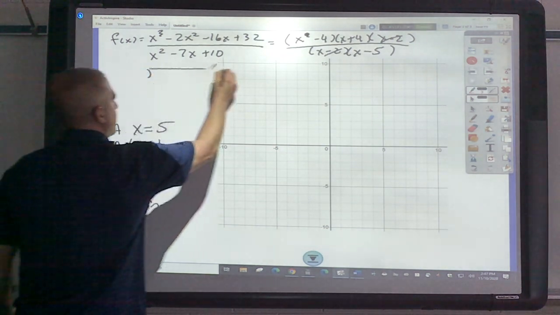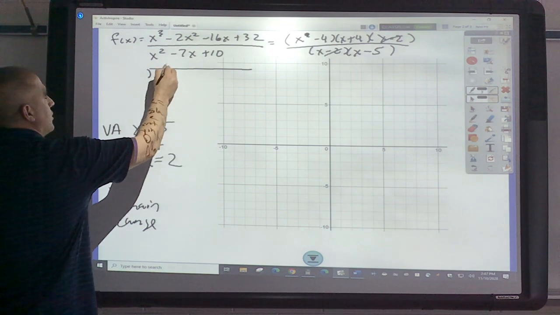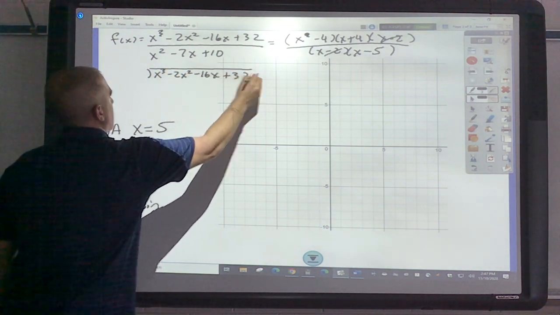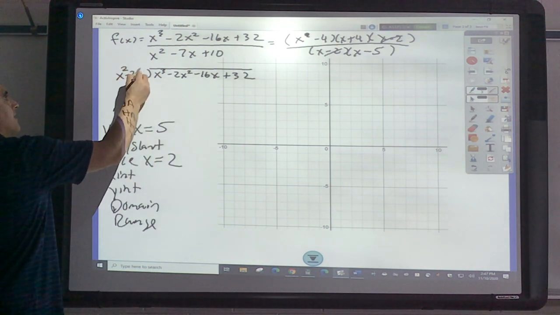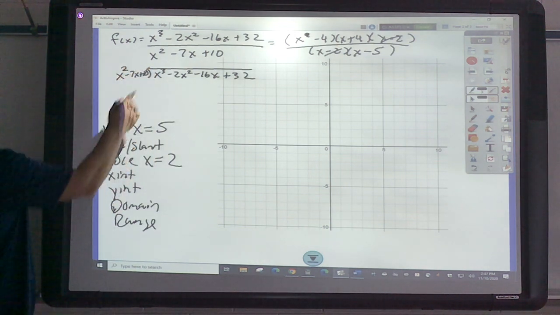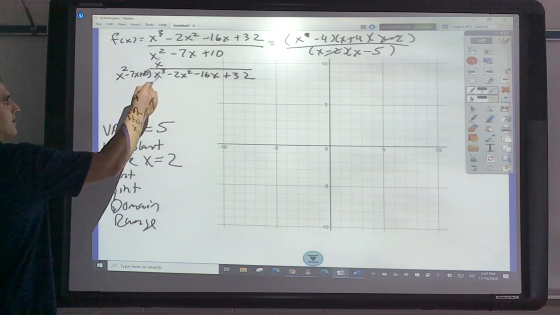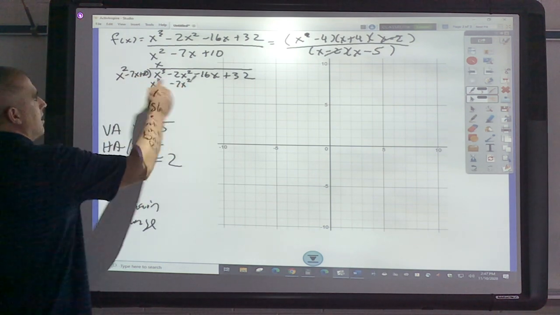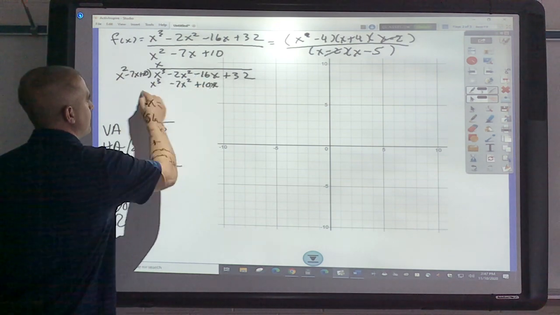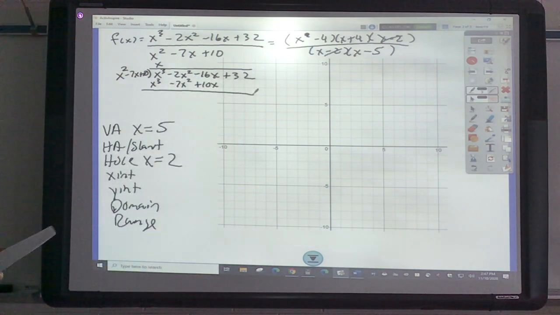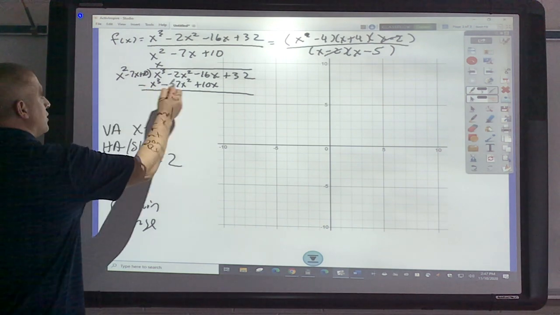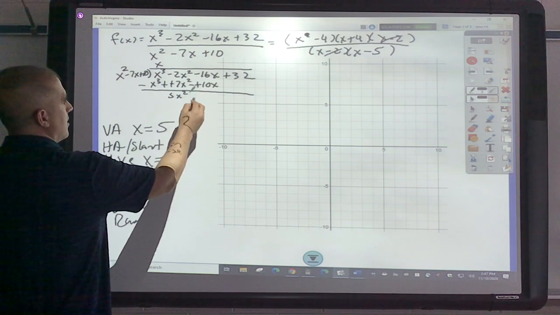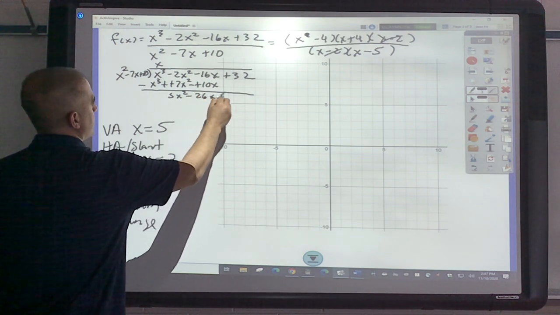So I'm going to do the division here. Okay? X cubed minus 2x squared minus 16x plus 32 divided by x squared minus 7x plus 10. Okay? I would need this eliminated, so that's x cubed, all right, minus 7x squared, okay, plus 10x. Okay? All right? Remember, I'm doing subtraction. Okay, so that turns into a plus. That'd be 5x squared minus 26x plus 32.